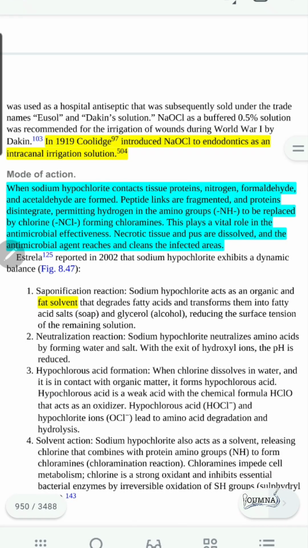Let's discuss some irrigation solutions. The most famous and the oldest of them all is hypochlorite, which was introduced to intracanal irrigation in 1919.